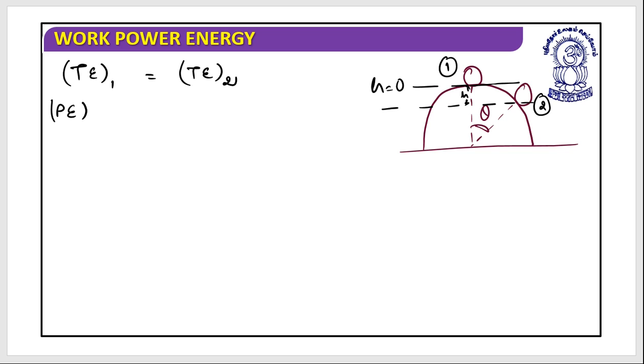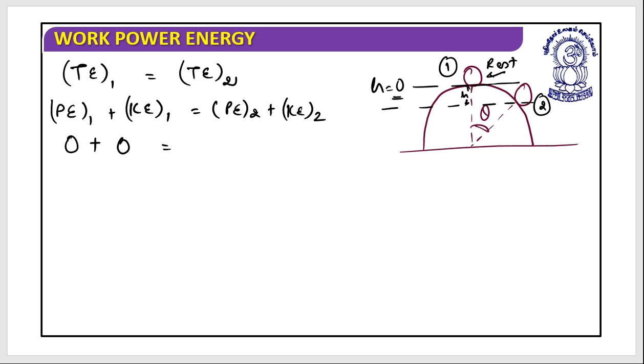this is potential energy at 1 plus kinetic energy at 1. That should be equal to potential energy at 2 plus kinetic energy at 2. As this has been taken as a reference, its potential energy is 0. It was at rest initially, so again this is 0. Now what is this? It would be minus mgh. Why minus? Because we are moving in the downward direction. Plus kinetic energy, it's half mv square.